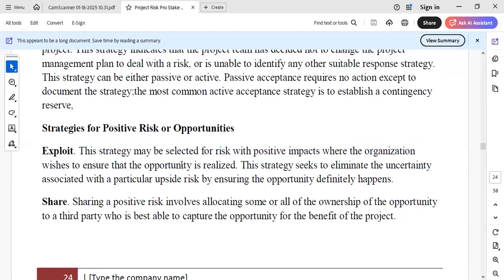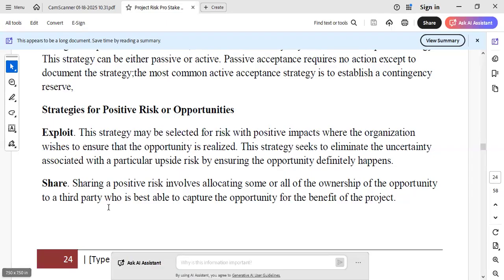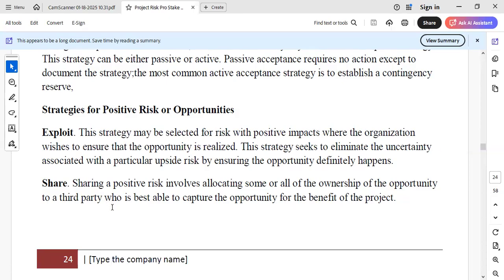Remember, in the negative aspect, there's a particular risk that we do not have the expertise to capture. We gave it out and we said, oh, that was transfer. But this time around, since it's a positive risk, we don't want to transfer it. We still want somebody to come in, but we still want to have our hands inside there. That is the sharing. Sharing a positive risk involves allocating some or all of the ownership of the opportunity to a third party who is best able to capture the opportunity for the benefit of the project.